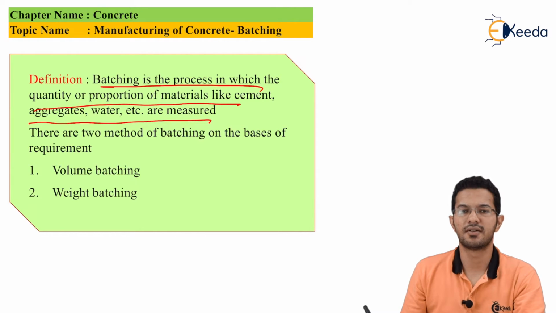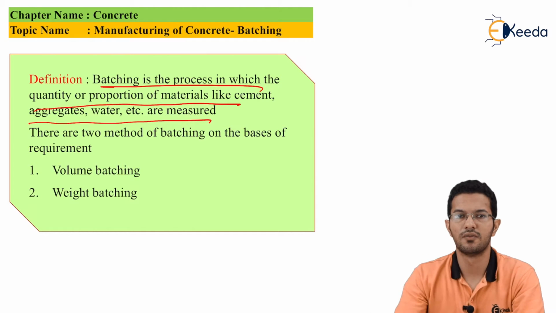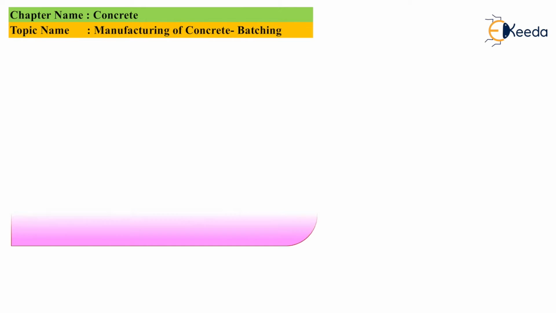So, here is the definition of batching. Batching is the process in which the quantity or proportion of materials like cement, aggregates, water, etc. are measured, which we have already discussed earlier. Batching can be done in two methods. First is weight batching and the other is volume batching.